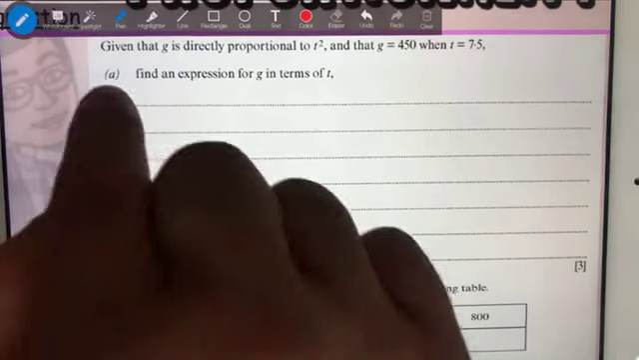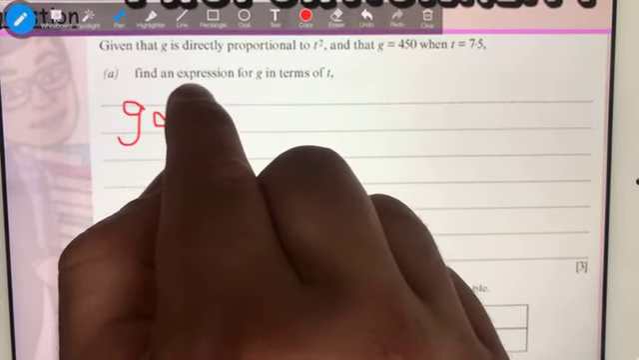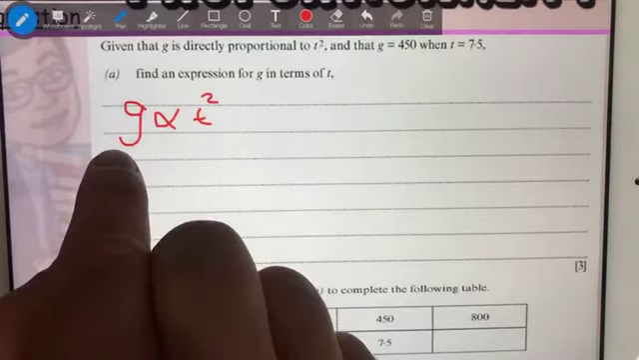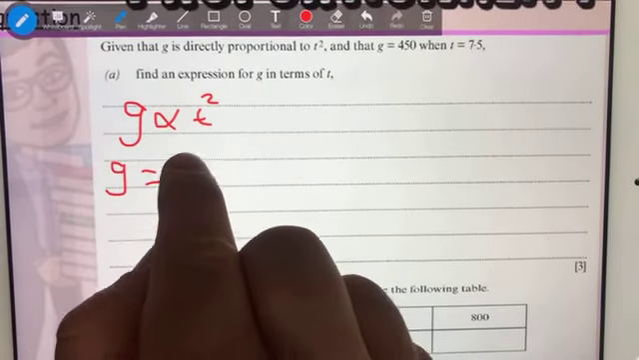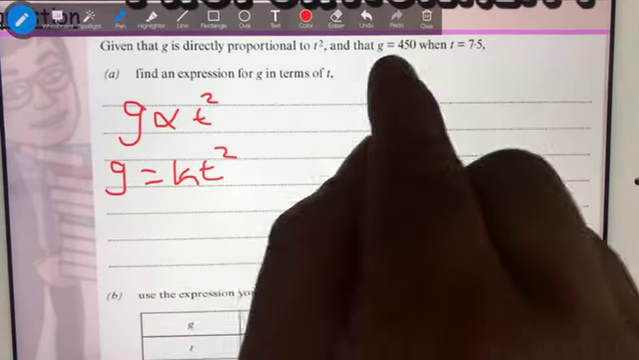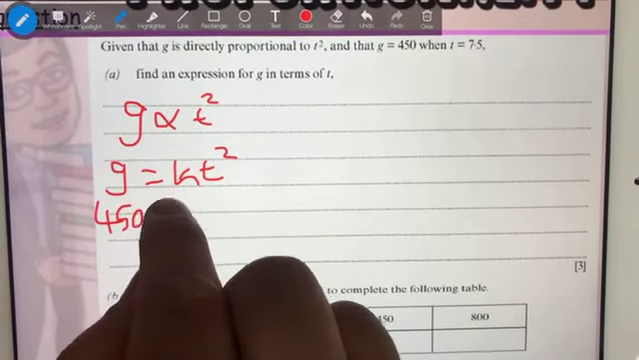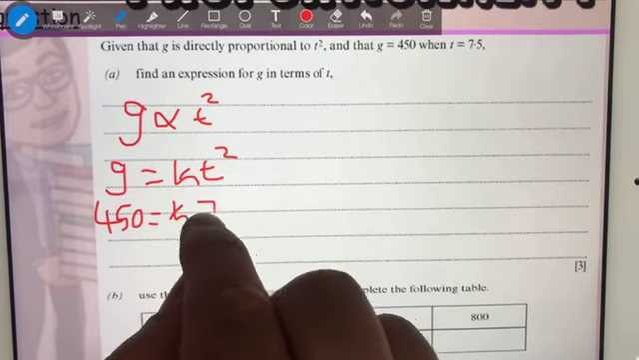So, G is directly proportional to T squared. That would mean G equals KT squared. I want to find what K is. That's always my first step. So given that G is 450, equals K times 7.5 squared.